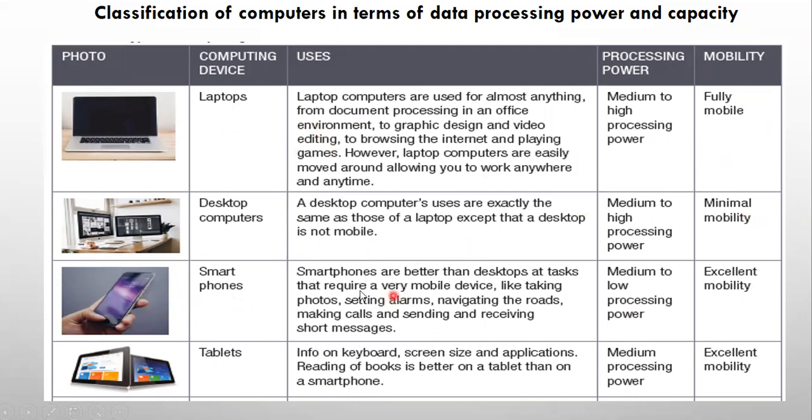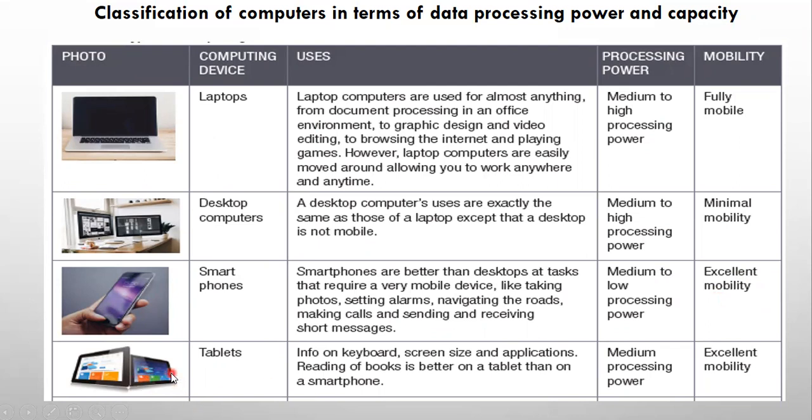Your smartphones are better than desktops at tasks that require a very mobile device, like taking photos, setting alarms, navigating the roads, making calls, sending and receiving short messages. So it's mainly used also for internet activities and is used on the go. It has medium to low processing power, so there's not a lot of processing as with desktops and laptops. And it has excellent mobility because it's small and easy to carry around.